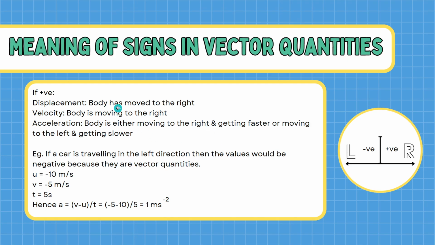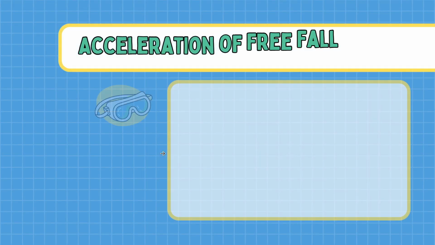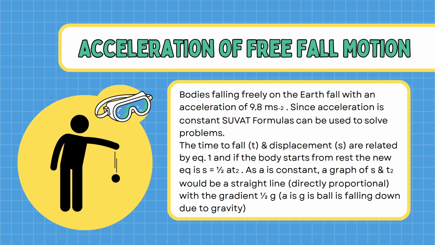It's similar if you take negative: displacement means the body has moved to the left, velocity means the body is moving to the left, and the body is either moving to the right and getting slower or moving to the left and getting faster.